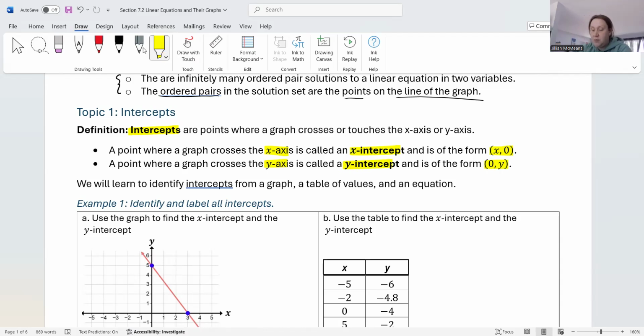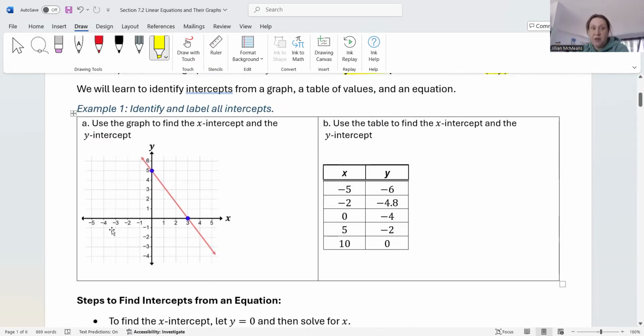So in the first example here, it says we're going to learn to identify intercepts from a graph, table of values, and equations. And the first example we have here, it says identify and label all intercepts. We're going to first look at a graph, and this is really, really important, okay? So going back to what we talked about in section 7.1, we know that this is the x-axis. And we know that this vertical number line that creates this Cartesian plane, this is the y-axis.